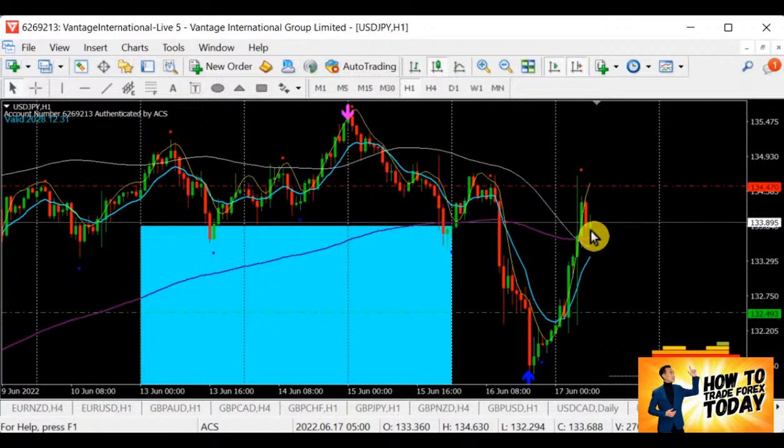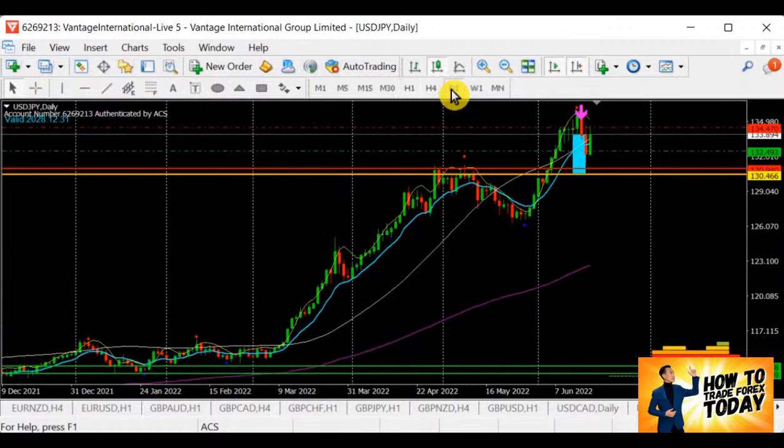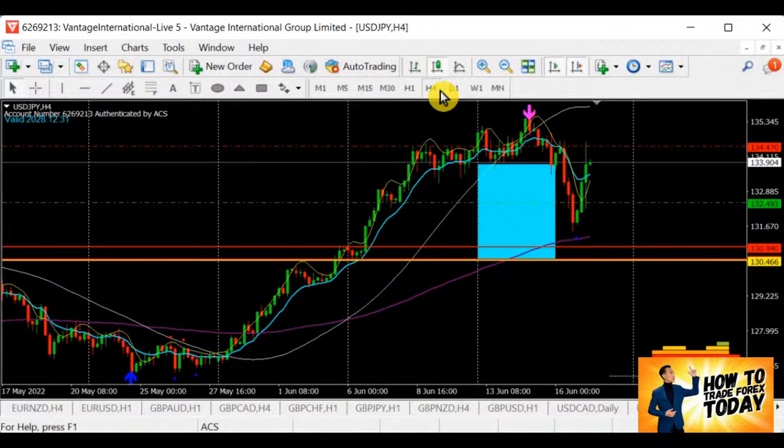Depending on how the current green candle closes, I will decide whether to sell dollar yen. Because in general, dollar yen is still working very hard to maintain the current status. Hopefully it doesn't last so that we get a chance to enter a trade. So that's for dollar yen.